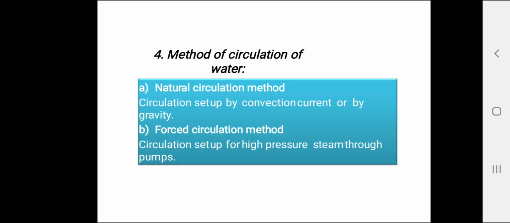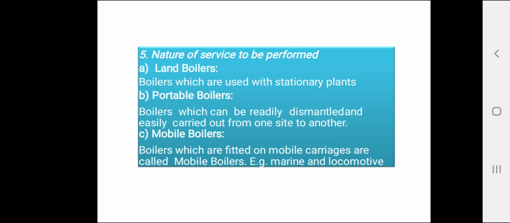Then the fifth classification is nature of service to be performed. According to nature of service to be performed, there are three classifications: land boilers, portable boilers and mobile boilers. So land boilers are used with stationary plants.